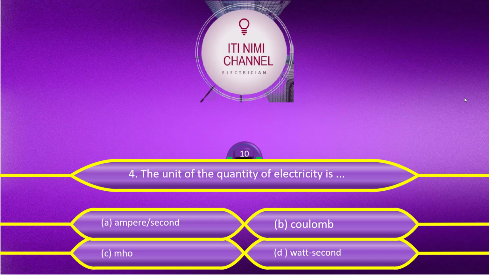The unit of quantity of electricity is option A ampere per second, option B coulomb, option C mho, option D watt second. The answer is coulomb.